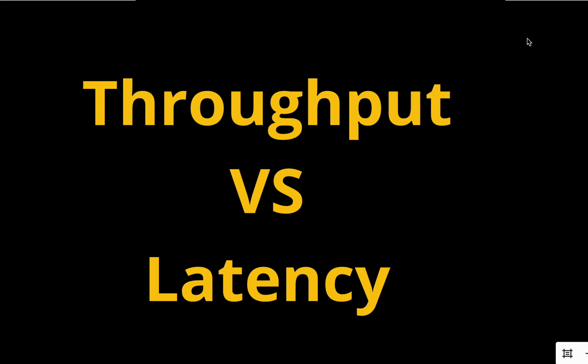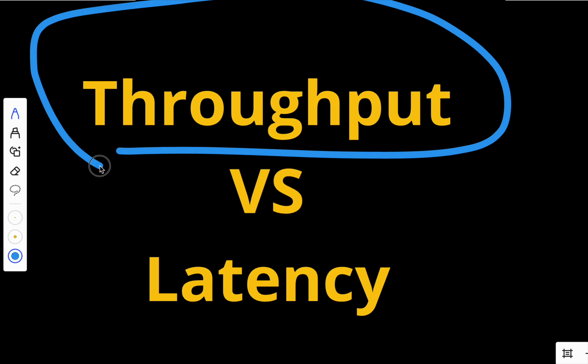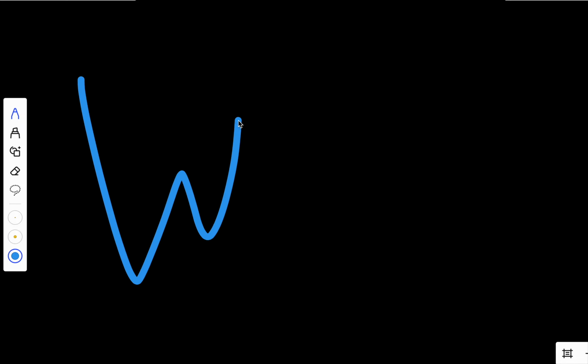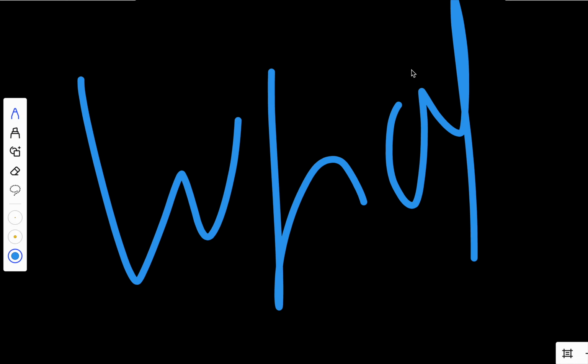Hey everyone, welcome back. Today we are exploring two crucial concepts in system design and performance: throughput and latency, and why they matter for software and network design. So, first, let's start with throughput. What exactly is throughput?